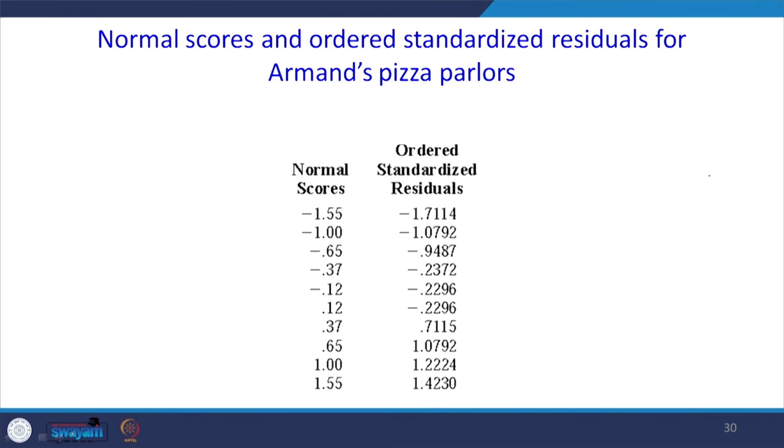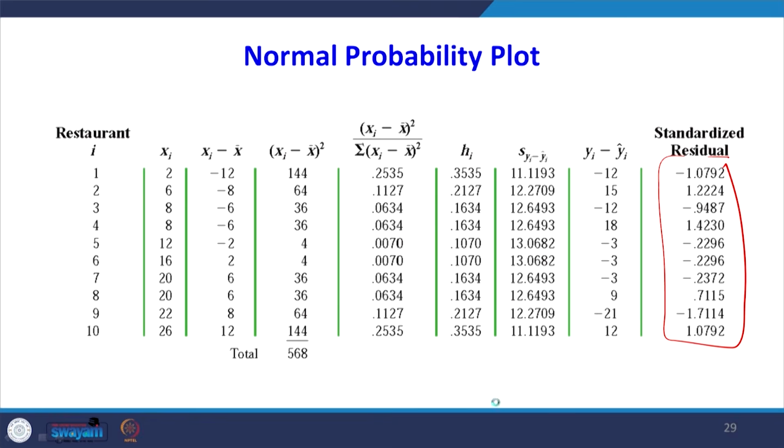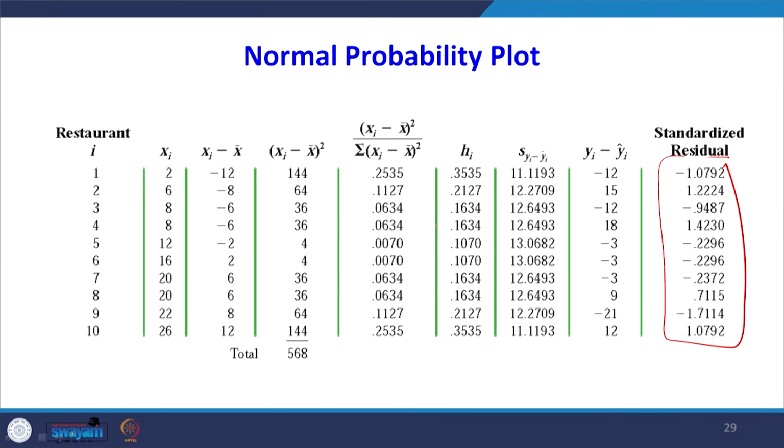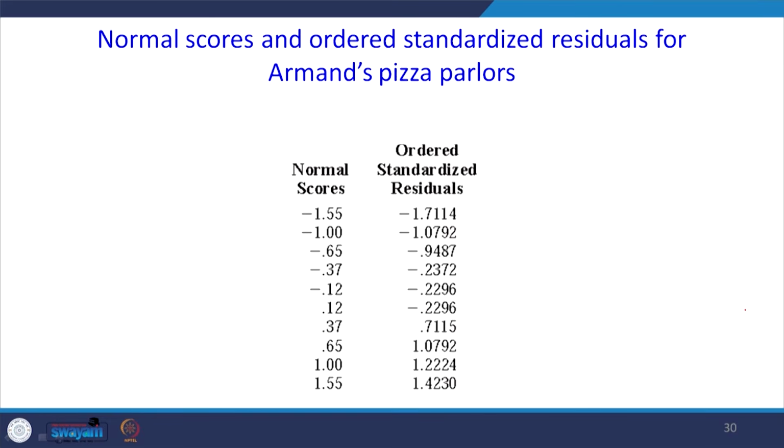So, what is happening here? When we look at this picture, when the order statistic is 1, the minimum value is minus 1.55. So, in this figure we have to see which is nearer to minus 1.55. This one, minus 1.77.